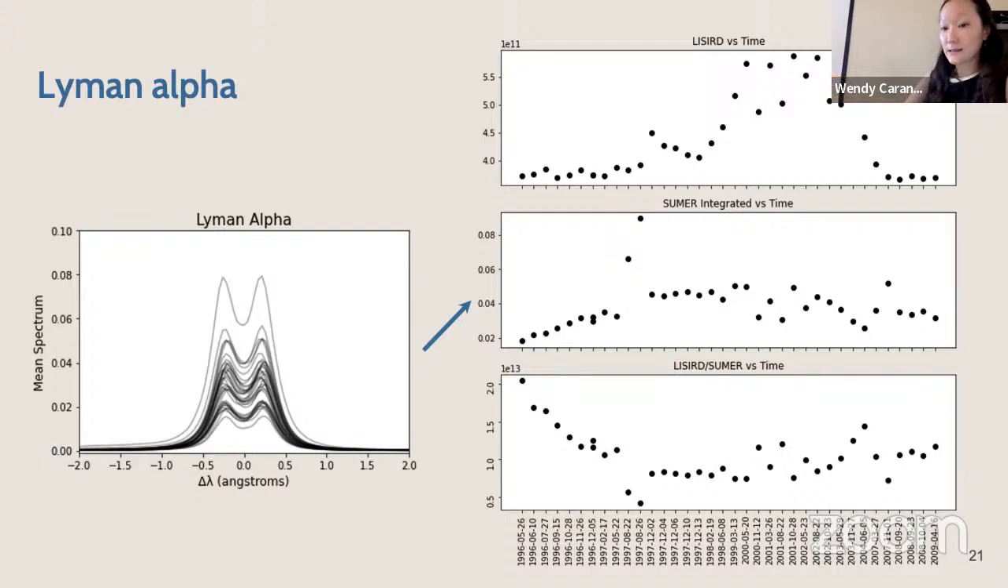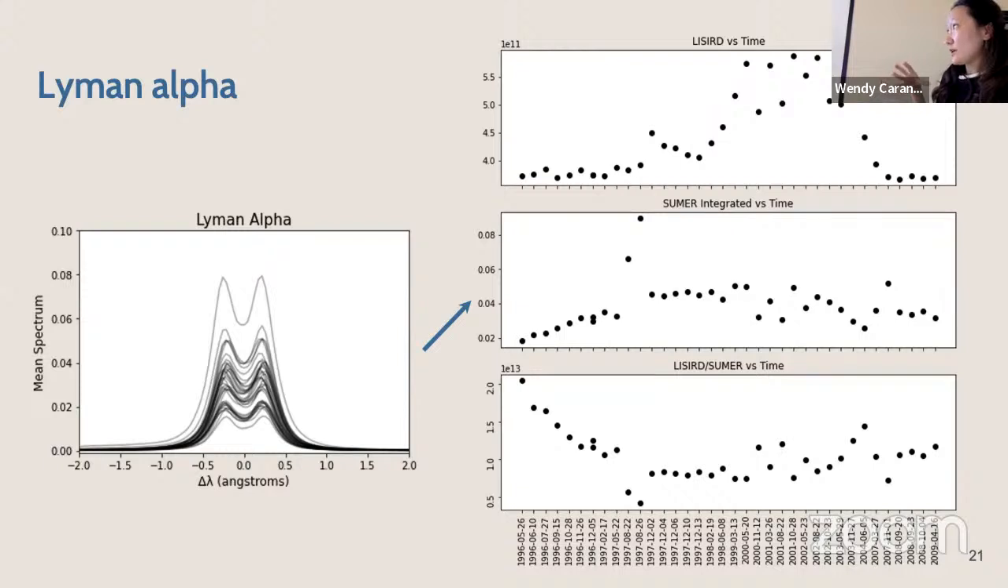Right? And then let's see. So the top scatter plot shows the LISIRD values versus time, which is the total solar brightness here, our correct brightness. And then SUMER also says, hey, here's a brightness that we think we have. And you can see they are vastly different in terms of order of magnitude. We have 0.02 versus 4 times 10 to the 11th, SUMER versus LISIRD.